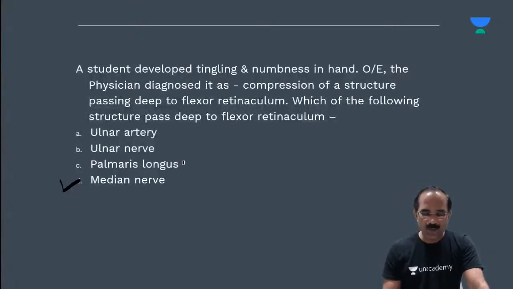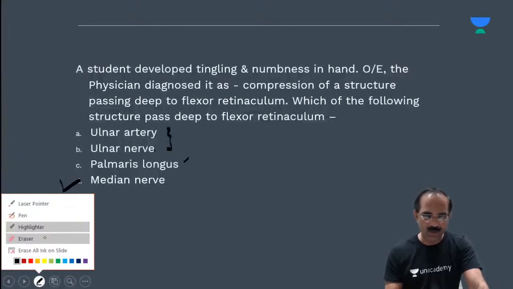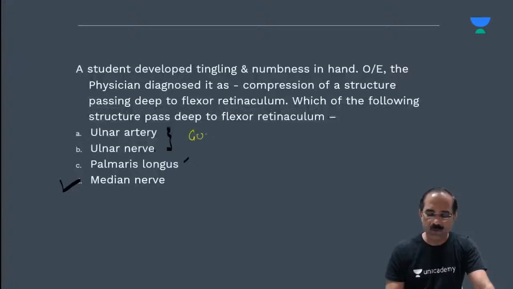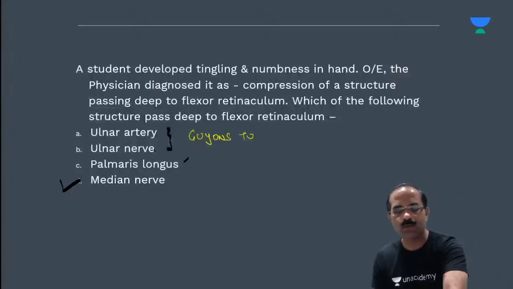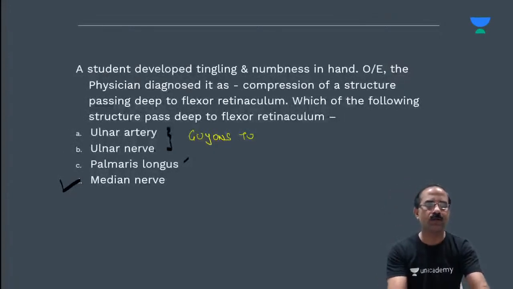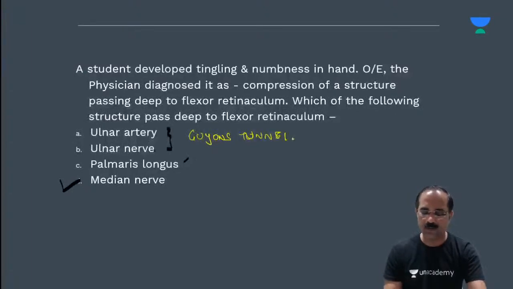Palmaris longus goes above the flexor retinaculum. And the ulnar nerve and ulnar artery, they pass through what? Can anyone answer this? The ulnar nerve and ulnar artery pass through Guyon's tunnel. The ulnar nerve and artery pass through Guyon's tunnel.